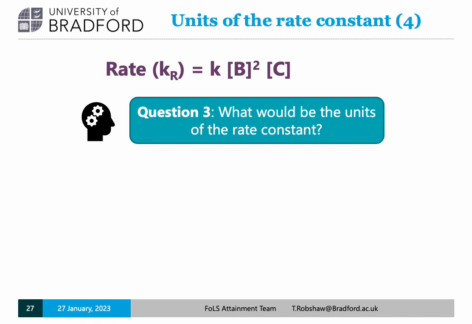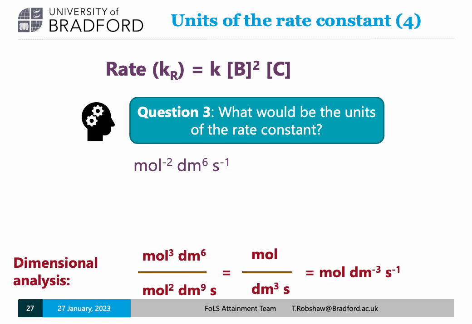So here's the next question for you. What do you think the rate constant units would need to be in our previous example to account for a reaction that is third order overall? So pause the video, again, have a think and resume when you've arrived at an answer. Well, the answer is moles to the -2 decimeters to the power of 6 seconds to the -1. Again, here's the dimensional analysis of the right hand side of the equation for you to check if you wish.